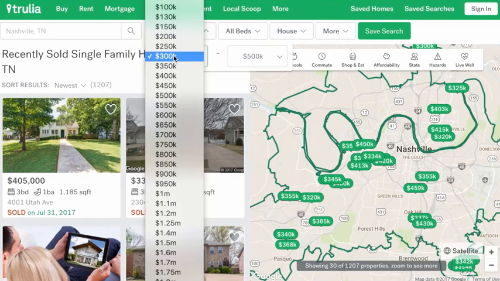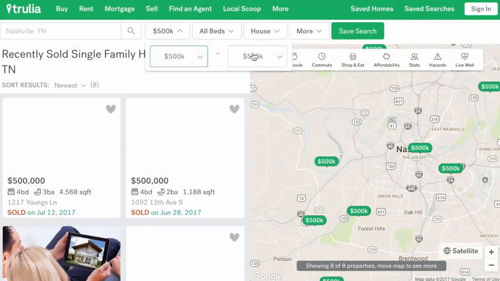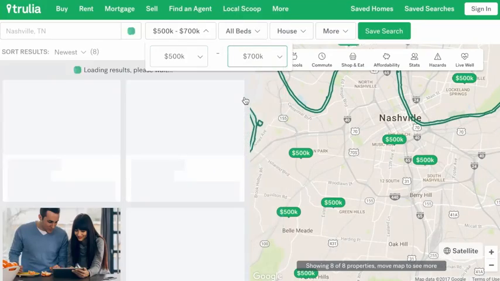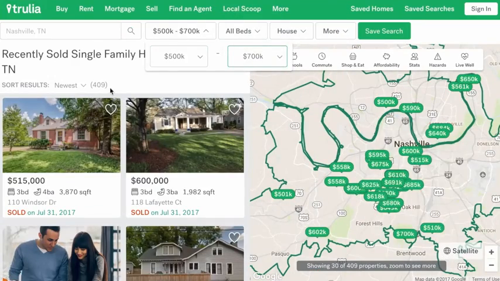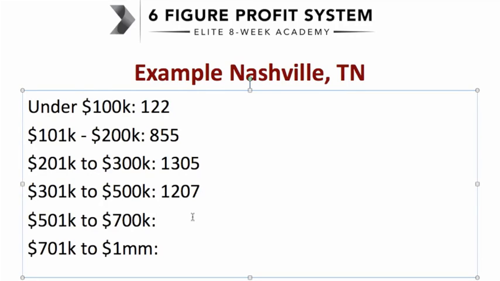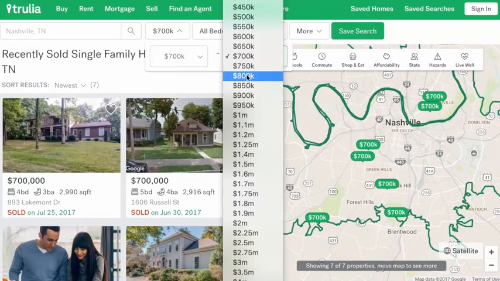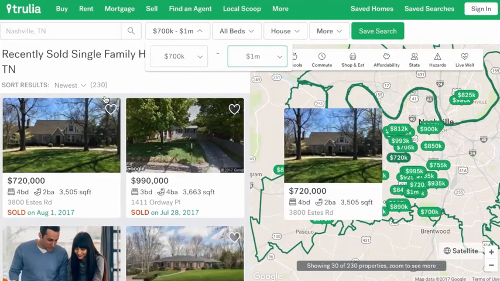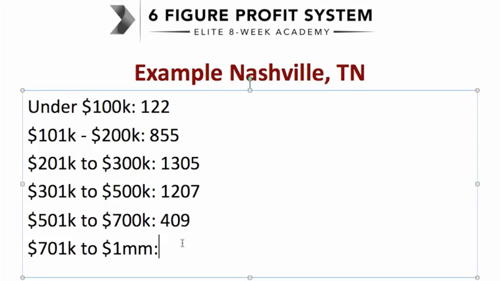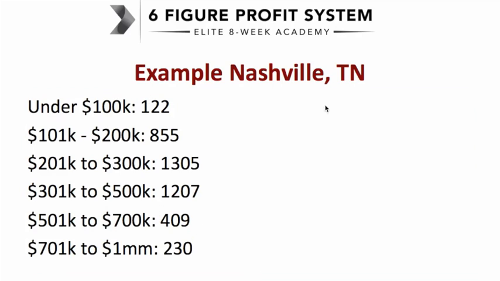And let's go back and do 500 to 700. So see what I'm doing? I'm just changing the minimum to 500, the maximum to 700, and it found 409. Then let's do the 700 to a million. So we'll put in here 700 all the way up to 1 million, and there were 230. Okay, so there, we just did our market research on solds.